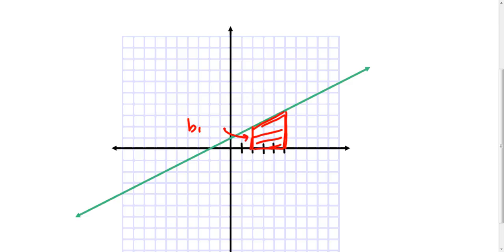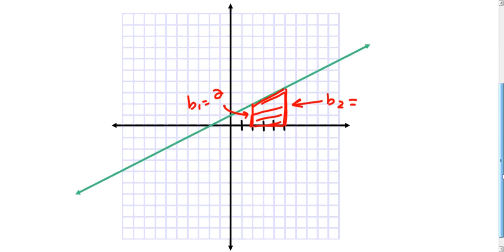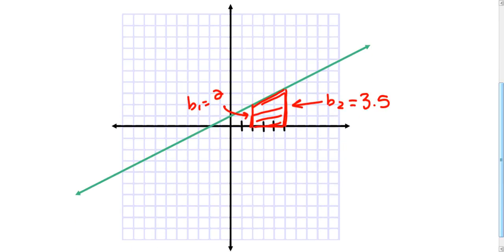Okay, this is your base 1, which is 2. This is your base 2, which, it looks like it's 3.5, but if you want to find it out for sure, accurately, at that point, your x value is 5. If you plug 5 into your function, then you would have 1/2 times 5 plus 1, which does give me 3.5. Okay, so your base 2 is 3.5 because your y value at that point is 3.5. And then this interval right here is 3 seconds.